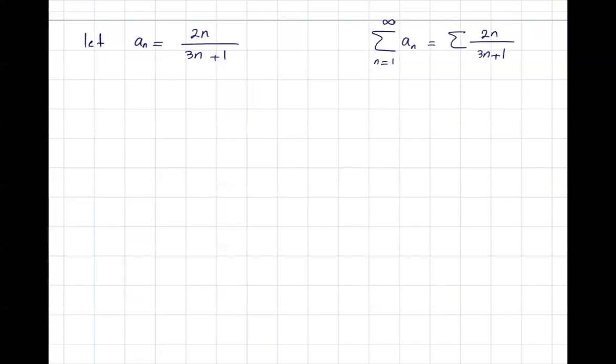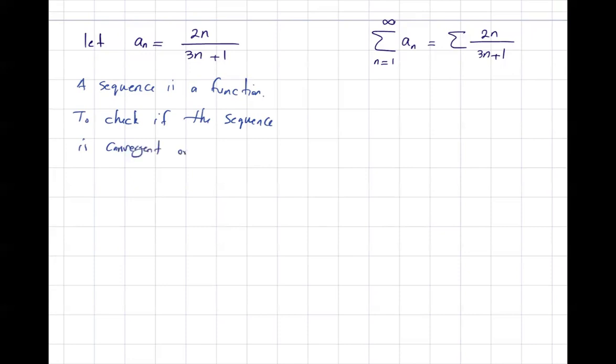Suppose you have a general sequence, which is 2n divided by 3n plus 1. And then take a look at the series itself. I'm going to check to see if this is a convergent sequence, a convergent series, or not. In terms of a sequence, which is a function, to check if the sequence is convergent or not, we need to take the limit of the sequence, and that's it. If the limit exists, then you're going to say that, hey, this sequence is a convergent sequence.